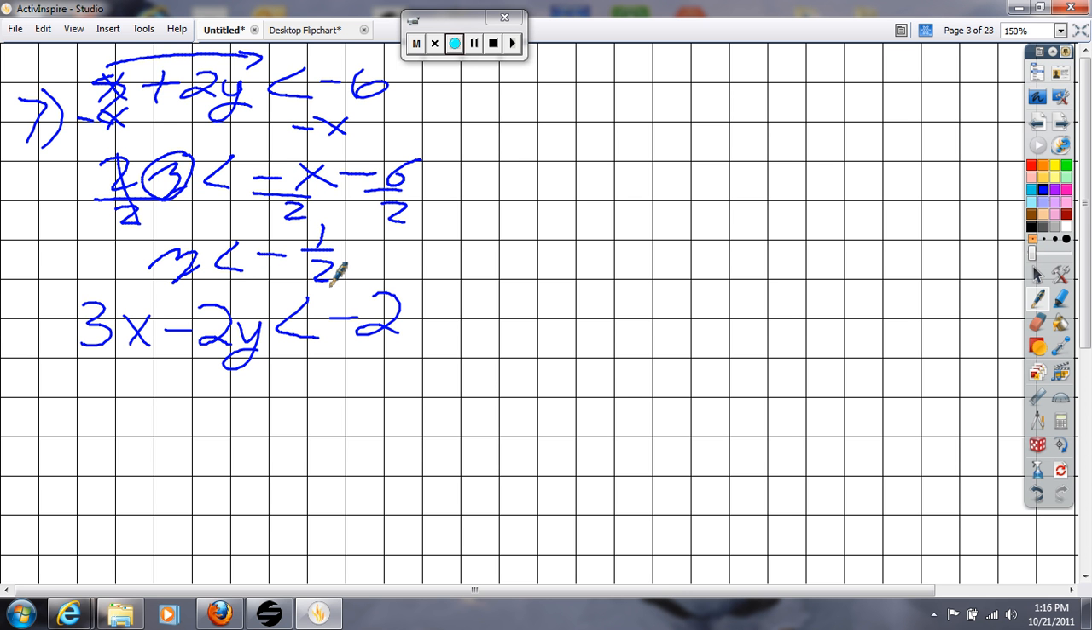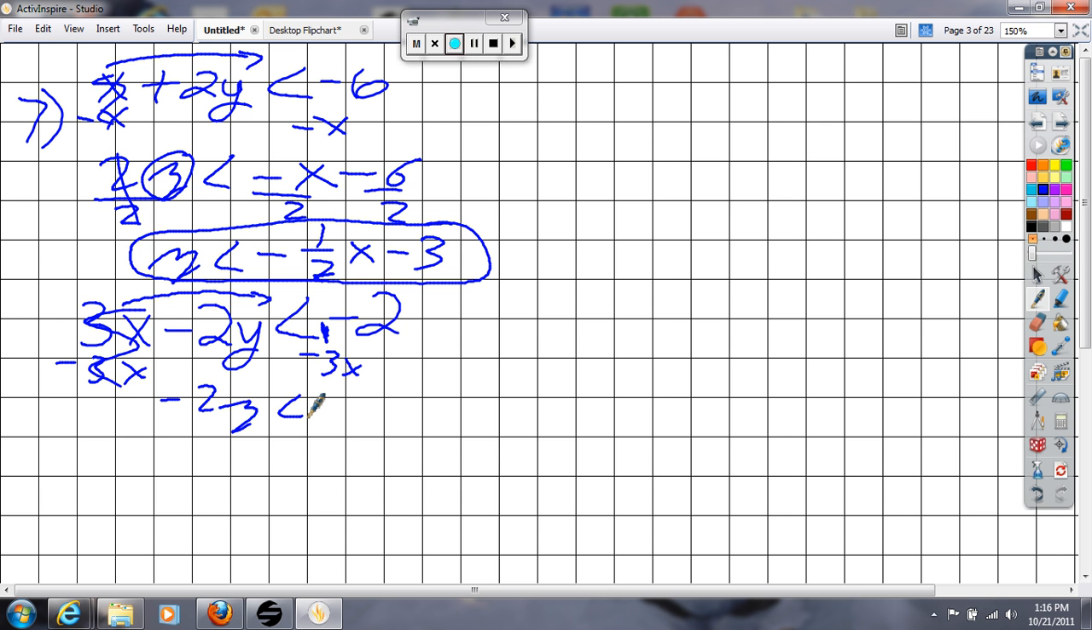There's a 1 in front of the x, so it's 1/2 x minus 3. That's the one I'm going to graph. This is the 2. I do the bottom the same thing. I'm going to move the 3x to the other side. Minus 3x. Minus 3x. The 3x's cancel, so I have -2y is less than -3x minus 2. I need the y by itself, so I divide everything by -2.